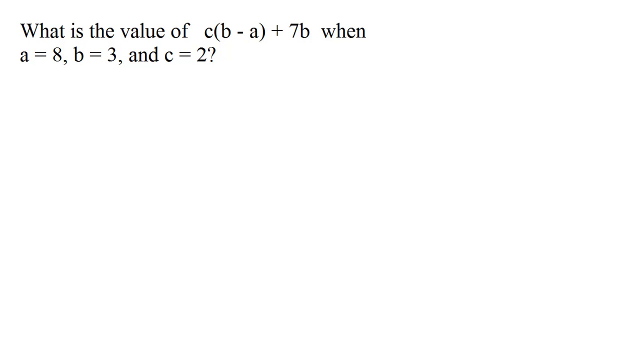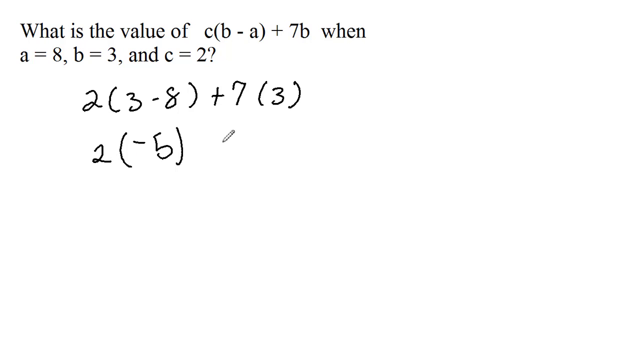Working the second problem, what is the value of c(b - a) + 7b when a equals 8, b equals 3, and c equals 2? So first I'm just going to substitute in our values. So we'll have 2(3 - 8) + 7 multiplied by 3. So first we're going to address what's inside our parentheses, so that will give us -5.